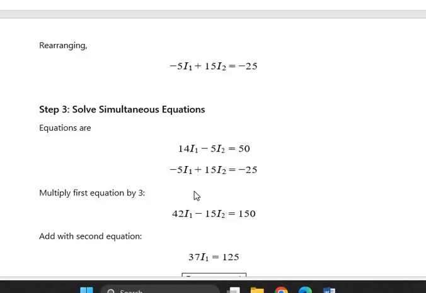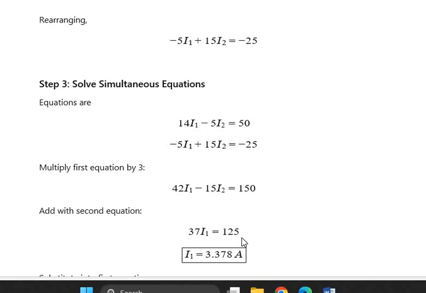Add with the second equation, minus 5I1 plus 15I2 is equal to minus 25. By adding these two equations, we are getting 42 minus 5, which is 37I1. These two terms will cancel each other, and here it is plus 150, here it is minus 25, so the remaining is 125. So we are getting 37I1 is equal to 125. Now I1 is equal to 125 by 37. We are getting 3.378 ampere.